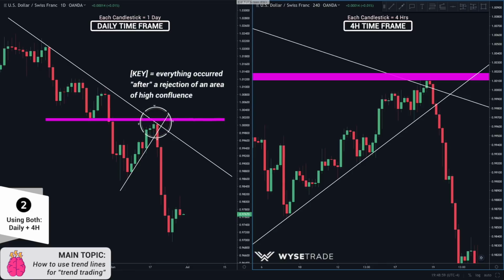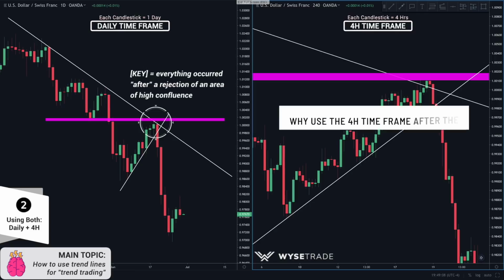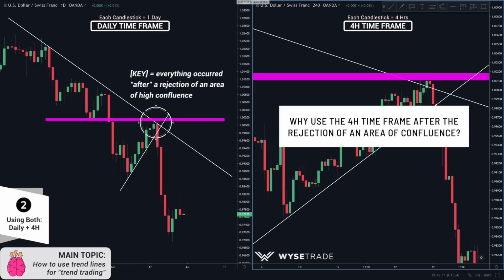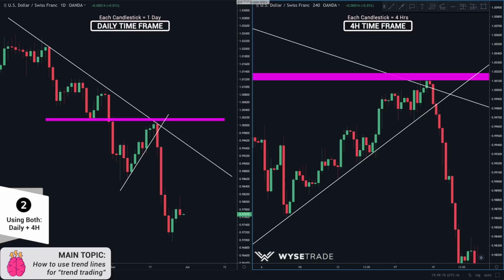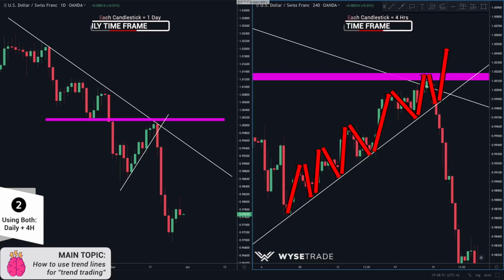So the key here is that this all occurred after the rejection and bounce from an area of high confluence, or else you would have just had a trendline break, and that would be meaningless. Now, why is it important to use the 4-hour time frame to look for a trend change after the rejection of your access point? Well, because without the trend change or trendline break, price could have easily done this instead and kept making higher highs and higher lows and kept respecting the immediate short-term uptrend and broke right through the long-term trendline. So let's take this concept a step further.